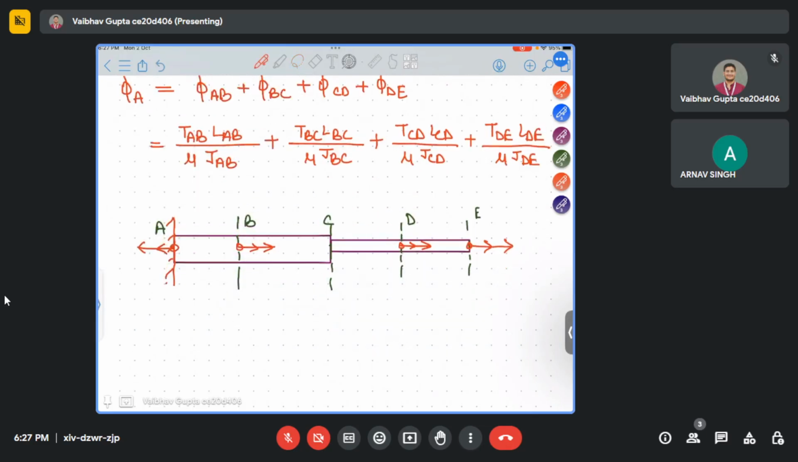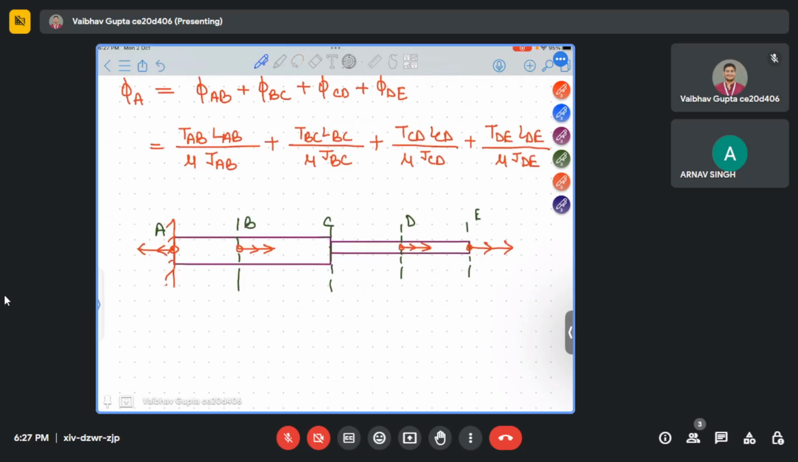Here a 100 Newton meter load is given to us. If we go towards the left for this section, no load is applied for DE. So this TDE will be equivalent to 800 Newton meter.